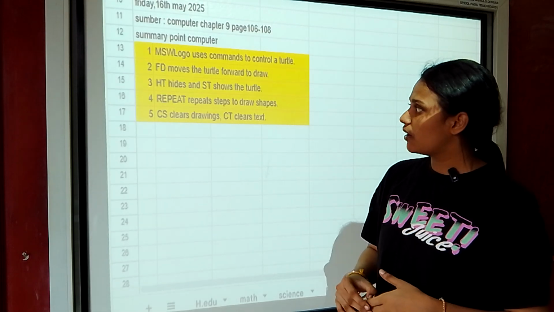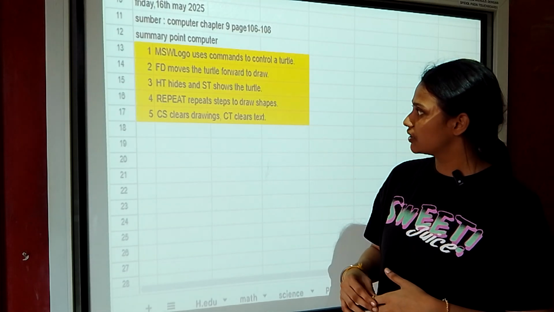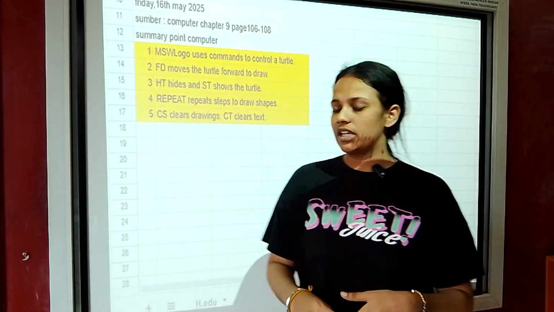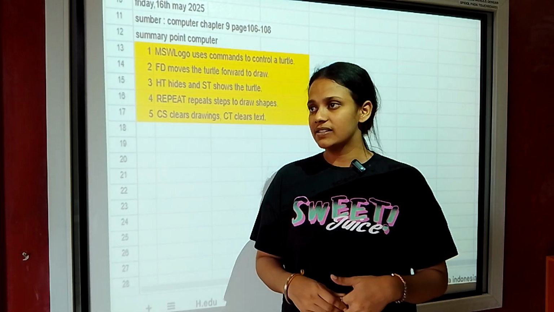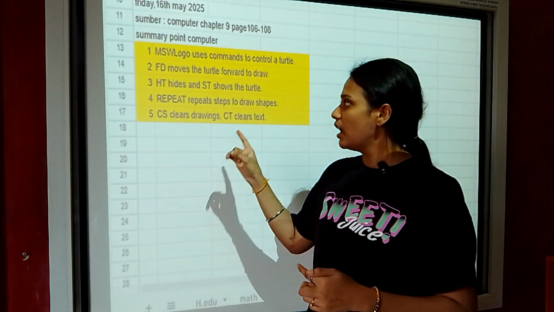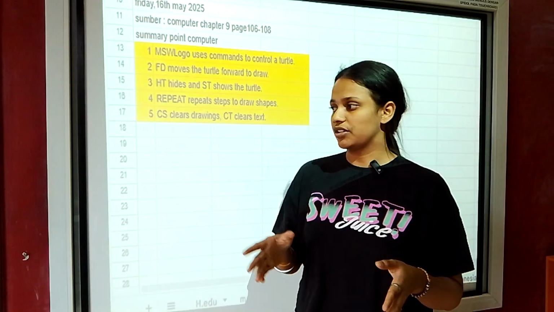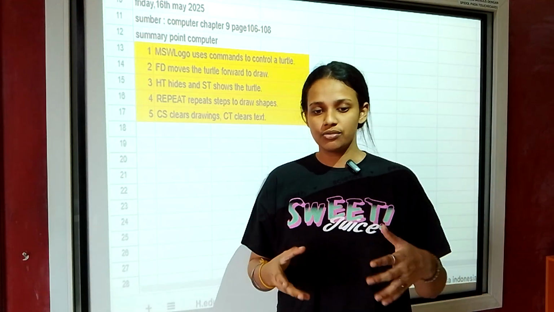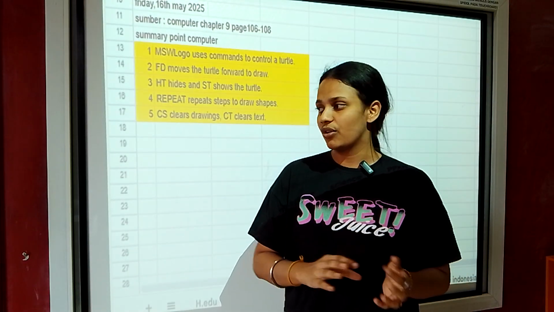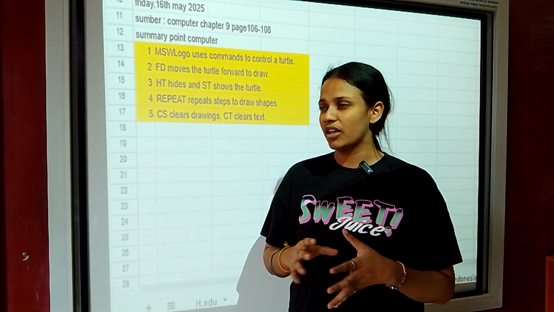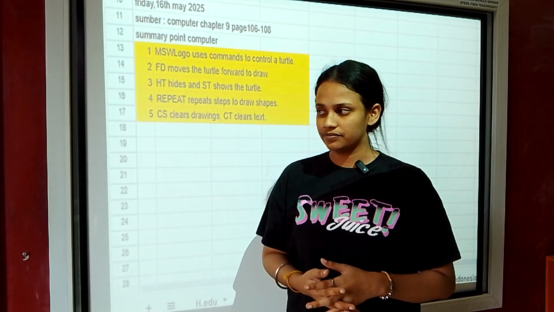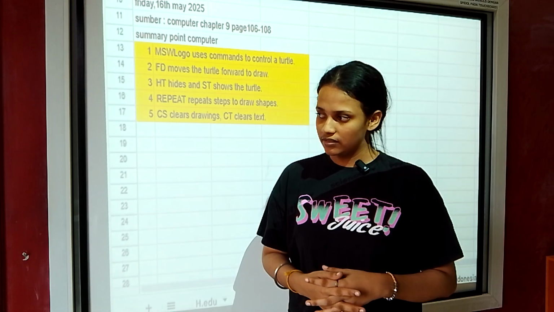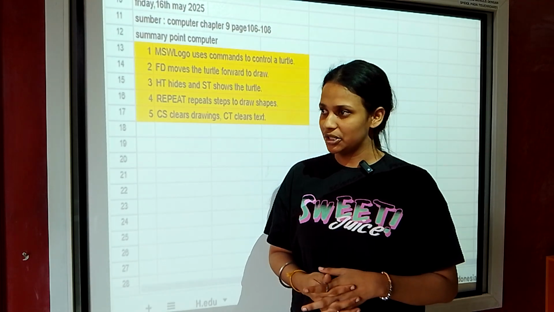Next, HT hides the turtle and ST shows the turtle. So in MSW Logo, you can hide the turtle but can still draw the line with the HT instruction. Whenever you want to show the turtle again, you can type ST. Why must we hide the turtle? Yes, why must we hide it?